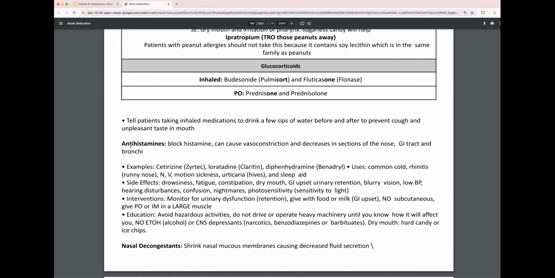Also, I have a section on your antihistamines. So that's your cetirizine, your loratadine, your diphenhydramine. Just make sure you know that antihistamines are very drying, so they can lead to constipation and urinary retention and also drowsiness.